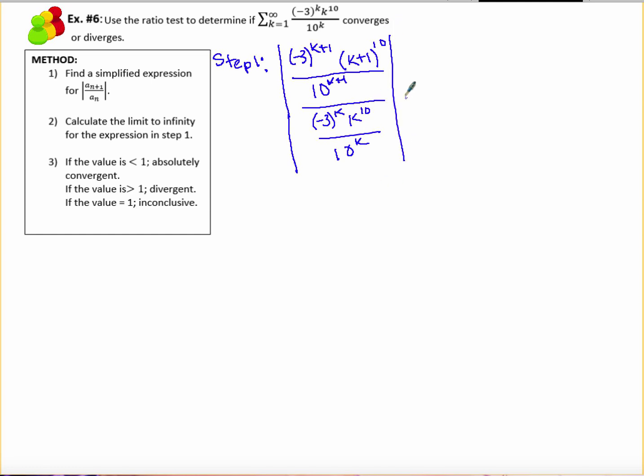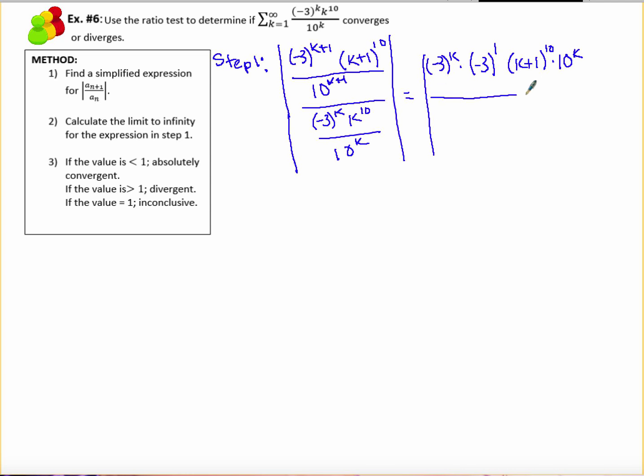So that's just the original. And now we're going to expand and divide. Of course, dividing is multiplying by the reciprocal. You could try Mr. Rainey's rule. (-3) to the k plus 1 power is (-3) to the k power times (-3) to the 1st power. And this is getting multiplied by (k plus 1) to the 10th. And since we're multiplying by the reciprocal, I'm going to take this 10 to the k and multiply that as well.